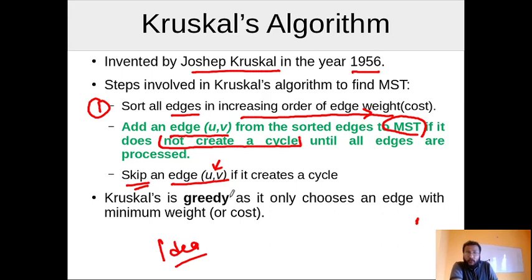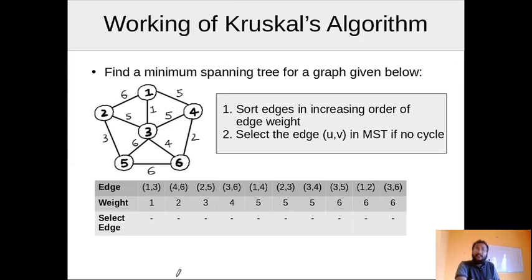And we say that Kruskal's is a greedy algorithm because you are always being greedy in a way that you are only choosing the edge with the minimum cost. You are always choosing the edge with the minimum cost because finally you would like to find the tree with the minimum cost. Therefore, it is a greedy algorithm. This is just an idea, we are going to see it in detail. So, let's try to understand the working of Kruskal's by taking this example.